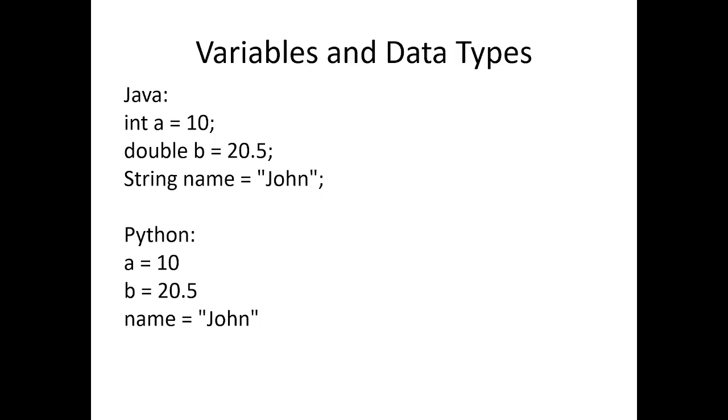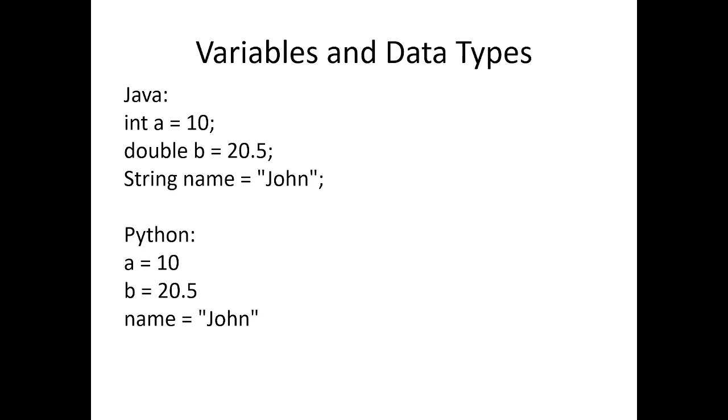Variables and data types. In Java, how do we create a variable? We need to define the variable, whether it is an integer, a double, or a string type. If you do not define the variable with these data types, the Java compiler will throw an error. But in Python, you do not need to define it. You just say a is equal to 10, or b is equal to 20.5, or name is equal to John. During runtime, Python knows whether it is an integer variable or a string variable.